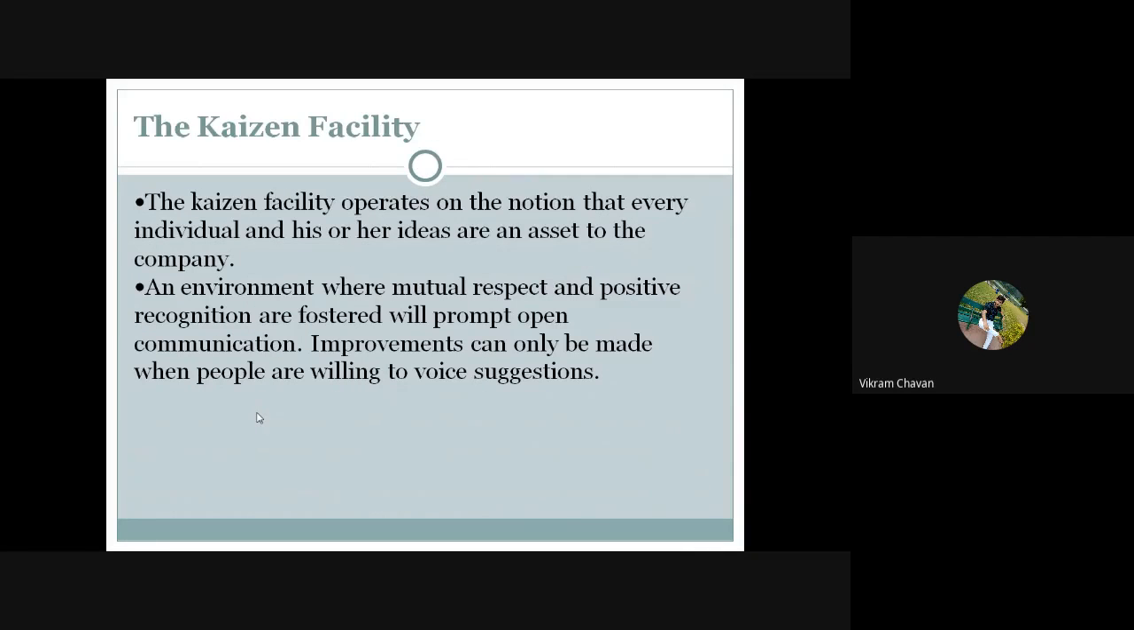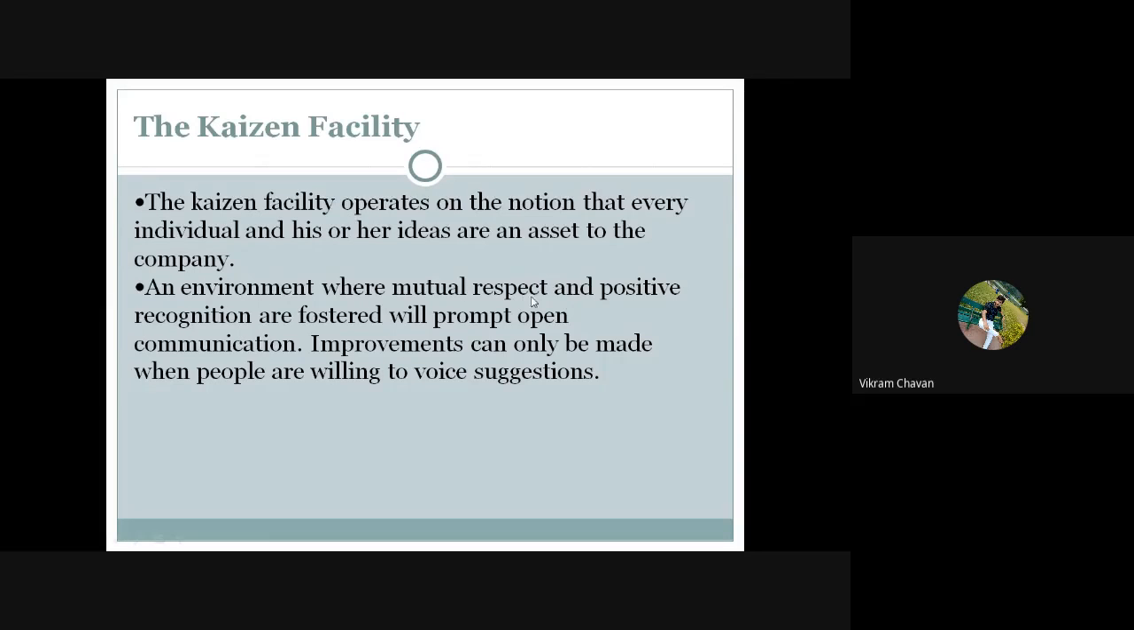Okay, then what is meant by the Kaizen facilities? The Kaizen facility operates on the notion that every individual and his or her ideas are an asset to the company. Okay, consider the philosophy of this Kaizen methodology. The idea person is an asset for the company, no problem, but the thought or the idea of that particular person is also an asset for the company. So there is a large thought process or philosophy behind this Kaizen.